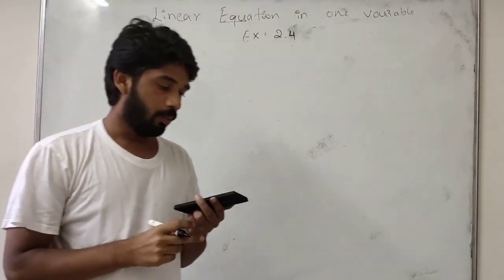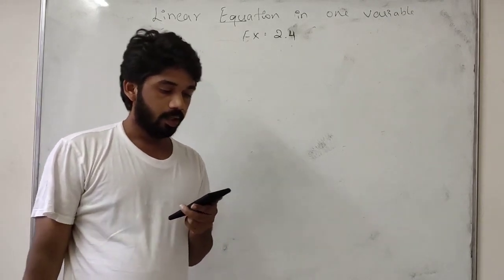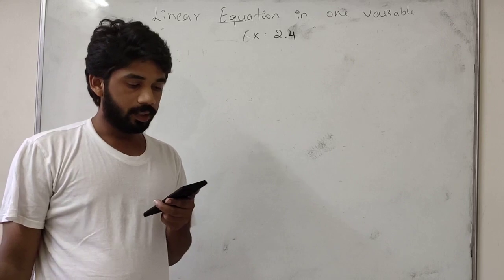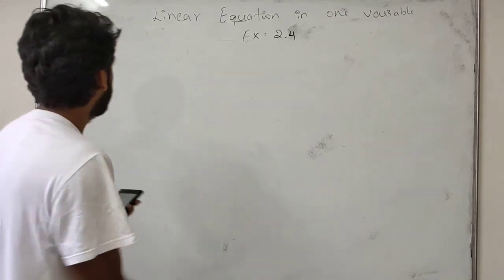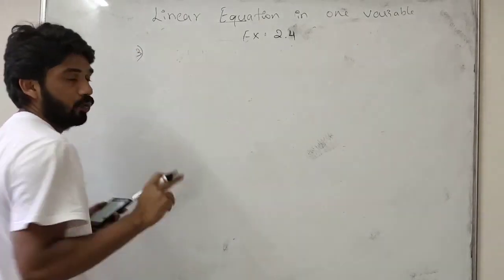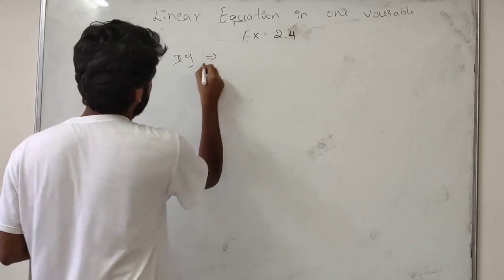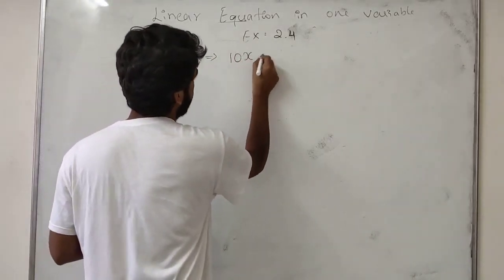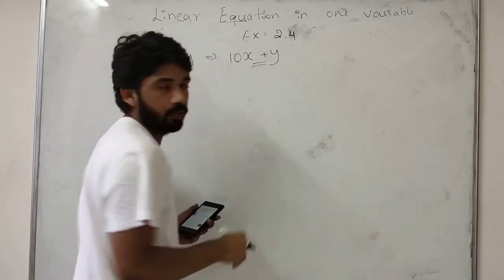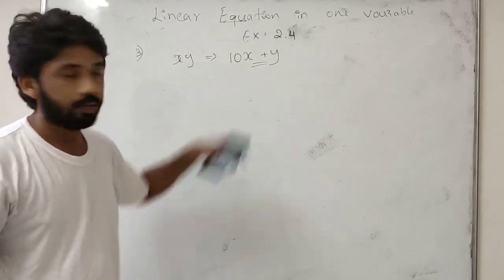So next question: the sum of the digits of a 2-digit number is 9. When we interchange the digits, it is found that the resultant new number is greater than the original number. What is the 2-digit number? First, if we take a 2-digit number xy, we can write it as 10x plus y. By this concept only, students, we are going to solve the problem.